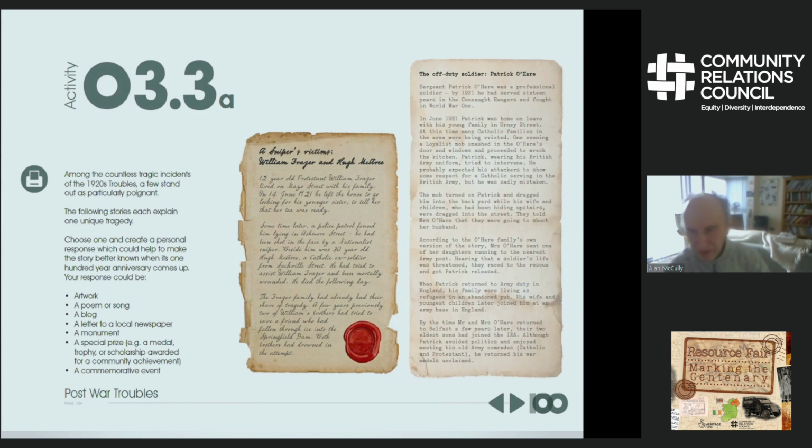Or another off-duty soldier, Patrick O'Hare, who had come back from the front. There was an attack on his home. He intervened, thinking that wearing his uniform and so on, he would be able to placate the crowd. Instead, he was beaten, returned to army duty. His own family had to leave, and in later times, he joined the Republican movement.